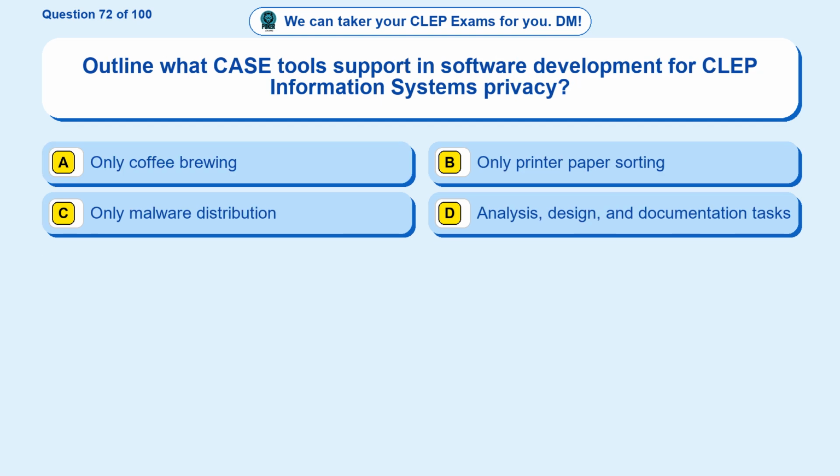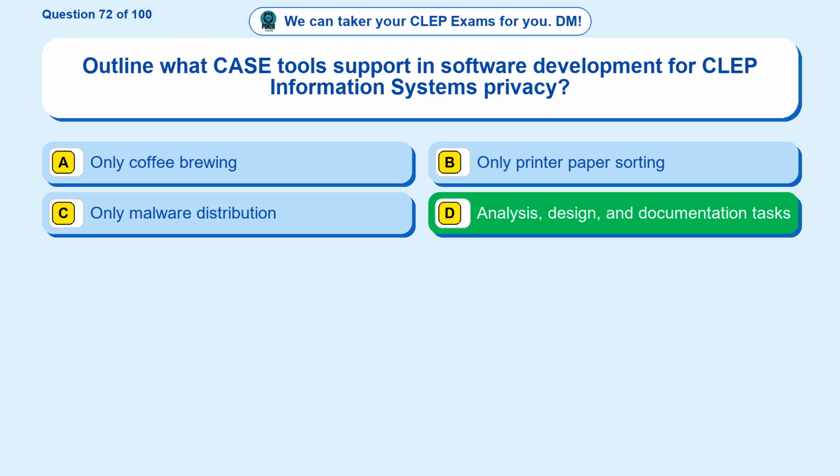Question 72. Outline what CASE tools support in software development for CLEP Information Systems privacy. Option A, only coffee brewing. Option B, only printer paper sorting. Option C, only malware distribution. Option D, analysis, design, and documentation tasks. The correct answer is option D, analysis, design, and documentation tasks.